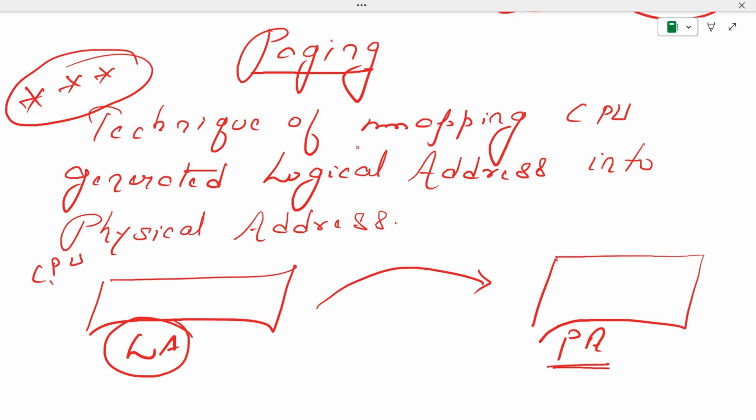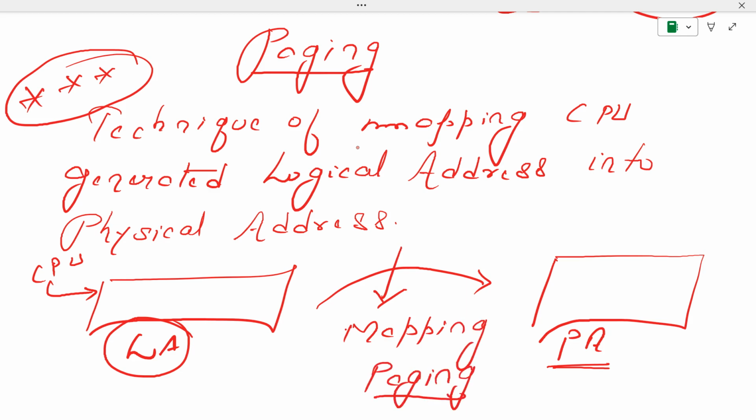The CPU provides the logical address, which gets converted into a physical address, and this mapping of logical to physical address is done by paging. We will deal with this in the virtual memory section, which is going to come next. In this section, we are just dealing with non-contiguous memory allocation.